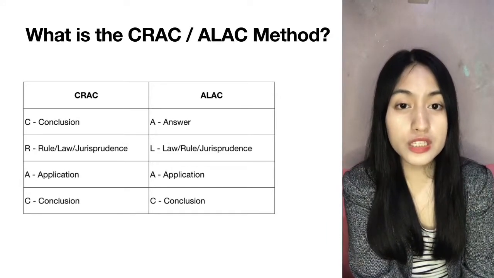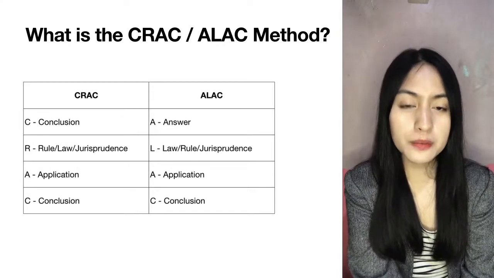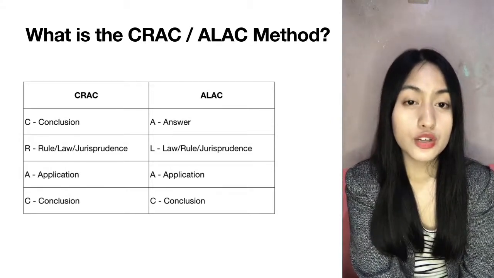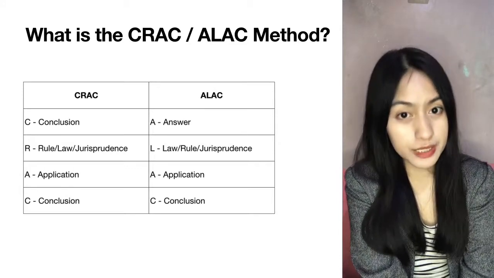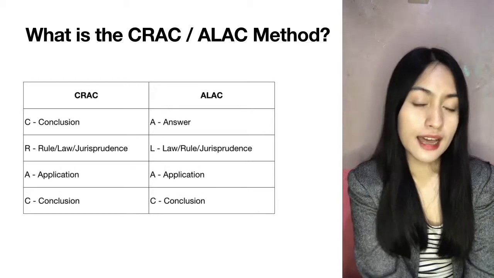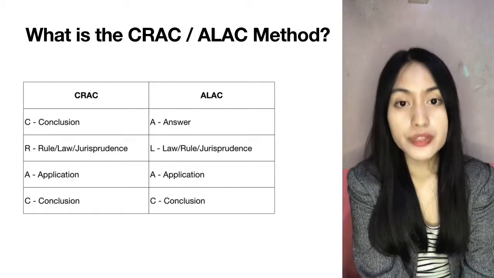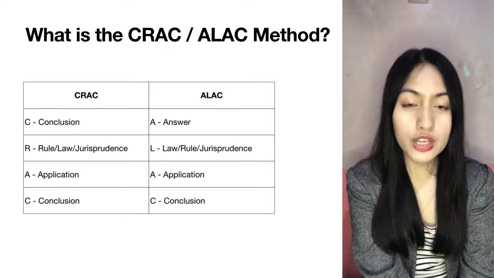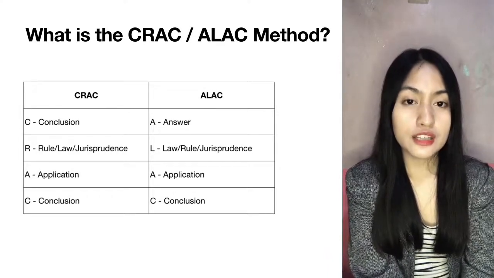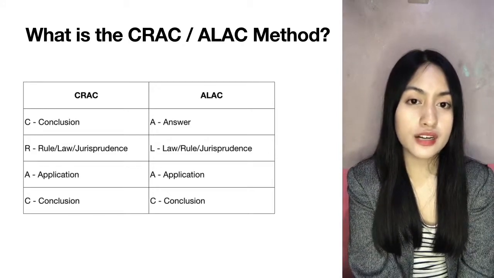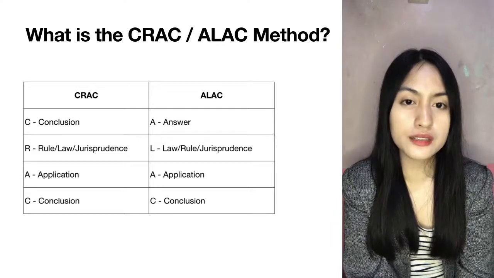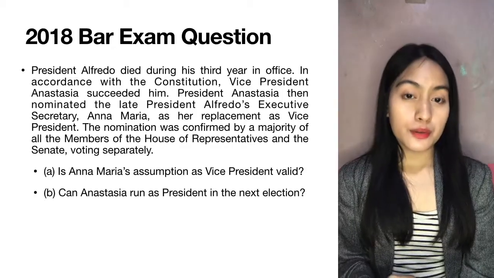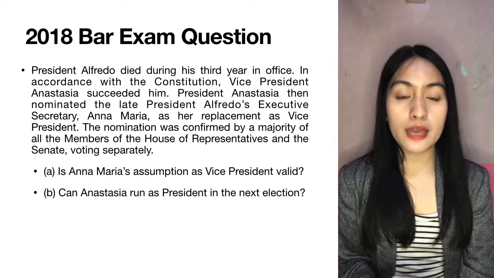Now, you may be wondering, what is this CRAC method? What is this ALAC method? Well, both the CRAC and ALAC are acronyms. In CRAC, C stands for conclusion, R for rule, law, or jurisprudence, A for application, and C for conclusion. In ALAC method, on the other hand, A stands for answer, L for law, rule, or jurisprudence, A for application, and C for conclusion. Note that both the ALAC method and the CRAC method are basically the same. So the contents are the same. It just so happened that for some law students, the acronym ALAC is much easier for them to remember.